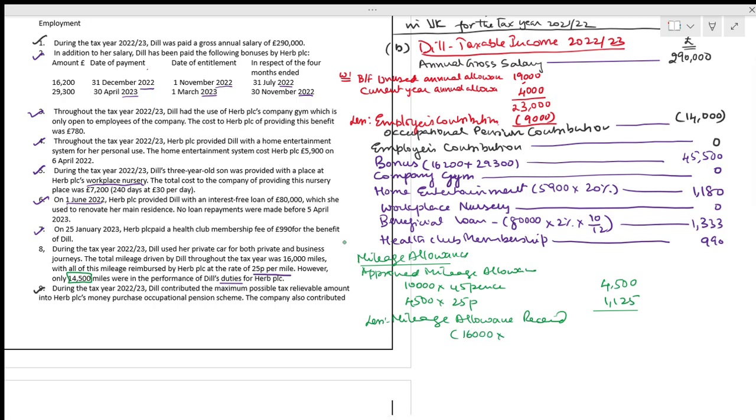16,000 times 25. Okay. This will be 4,000. How much are they receiving? They are receiving 4,000. Is it right? It comes to how much? 1,625. Is it right? Mileage allowance: how much? 1,625. Okay. That's all.